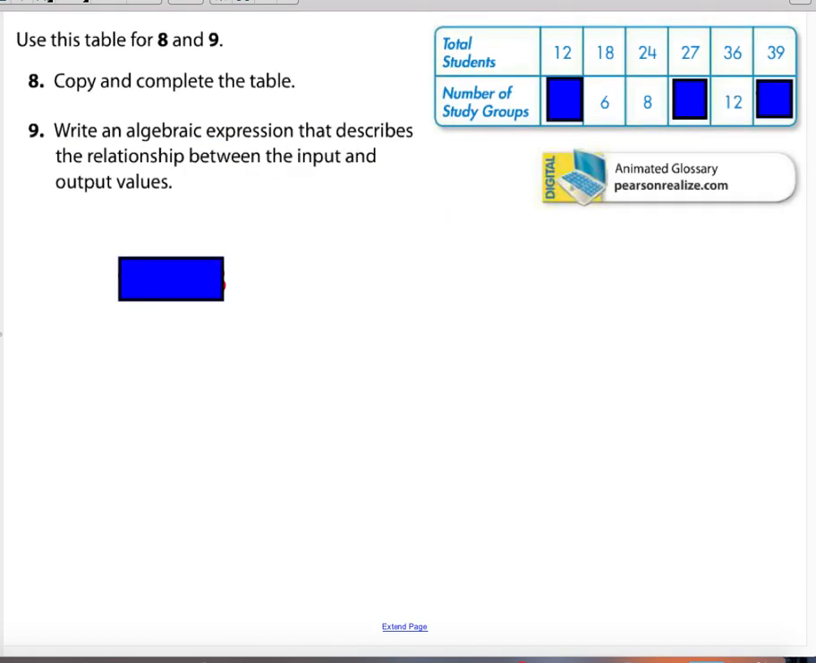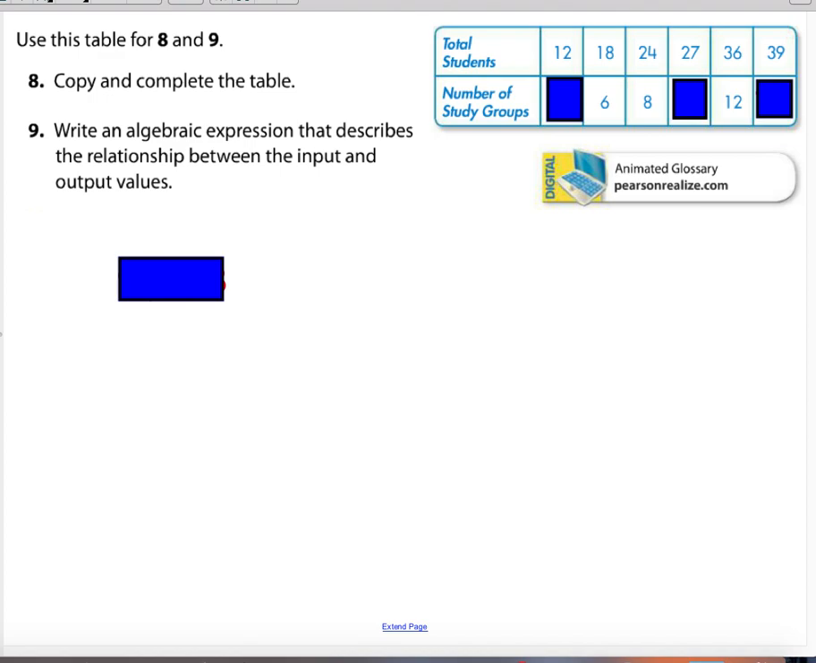Let's try these ones. Alright, here they give you another table. Again, I emphasize that you should copy tables down if you're doing something like this. Alright, number 8, copy and complete the table. They tell you to do that. Pause the video and see if you can fill in these missing amounts. Alright, let's see how you did.